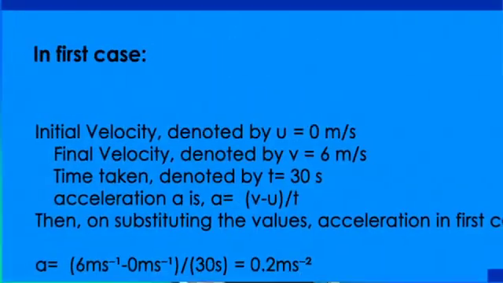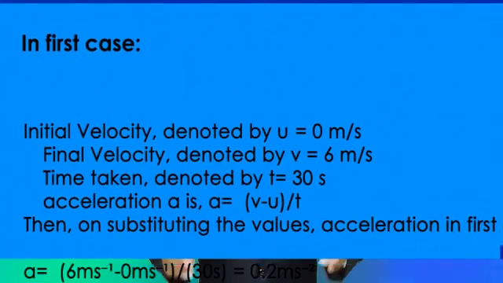In first case, the initial velocity u equal to 0 meter per second and the final velocity v equal to 6 meter per second. Time taken t equal to 30 seconds. Then the acceleration a is given by the equation a equal to (v minus u) by t. Then on substituting the values, acceleration in the first case is given by a equal to 0.2 meter per second square.